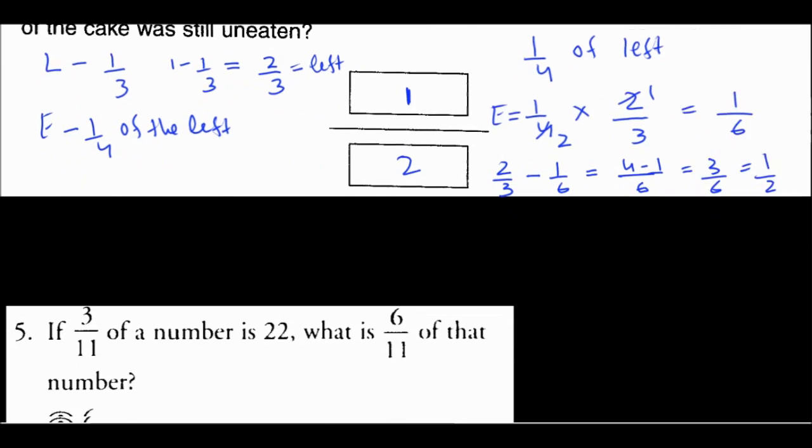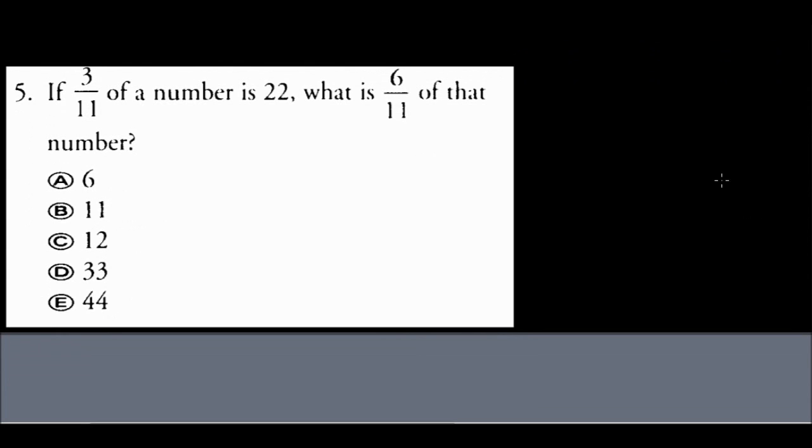Alright, one more question for your practice. So this one says, if 3/11ths of a number is 22, so it says 3/11ths of a number, let's say the number is x, is 22. What is 6/11ths of that number? So you want to find 6/11ths of x. Right? Let's think about it. So one way you always know what "of" stands for, right? So how about I take out "of", put a product sign, and do this.